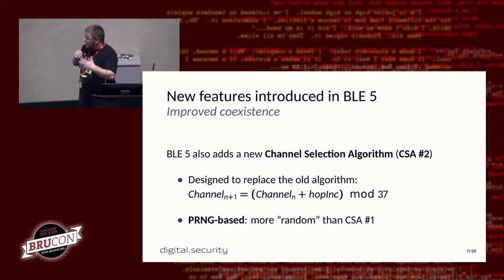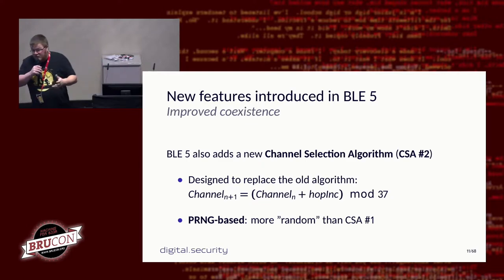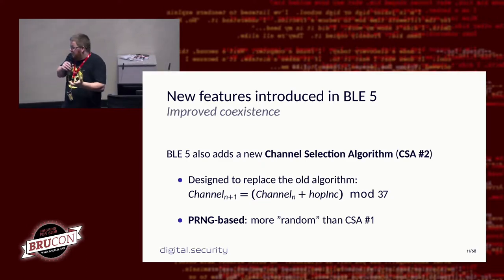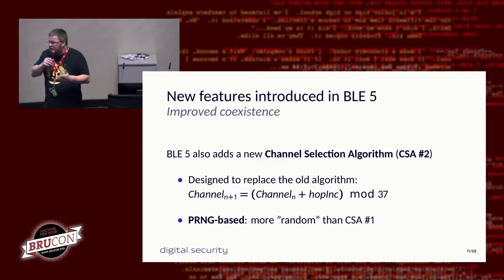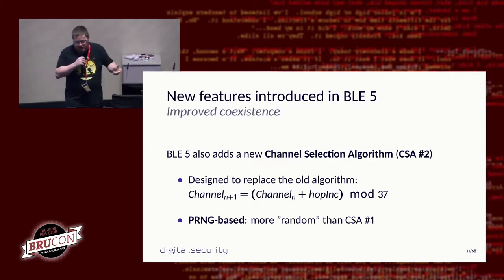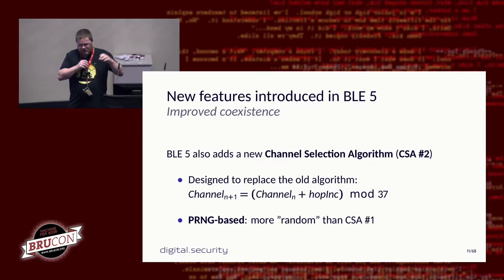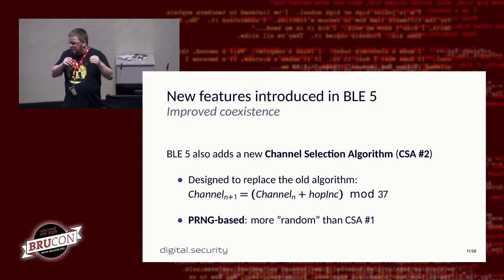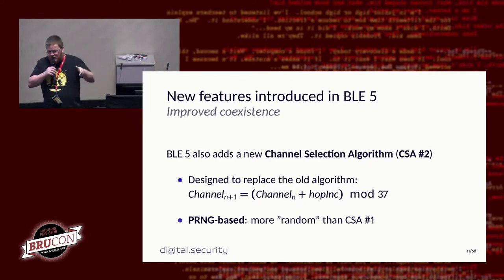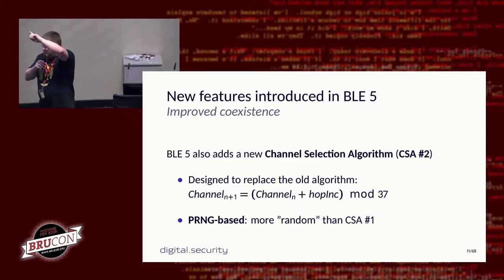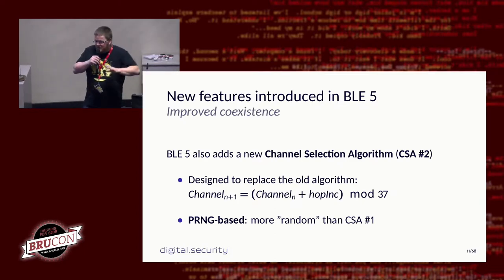Normally, when you are creating a connection with BLE4, you are using what's now called the channel selection algorithm number one, which is the legacy one. This channel selection algorithm basically uses some kind of counter to compute dynamically the channel number you are going to use for the next hop. So we are going from one channel to another with this mathematical sequence. So this is very basic.